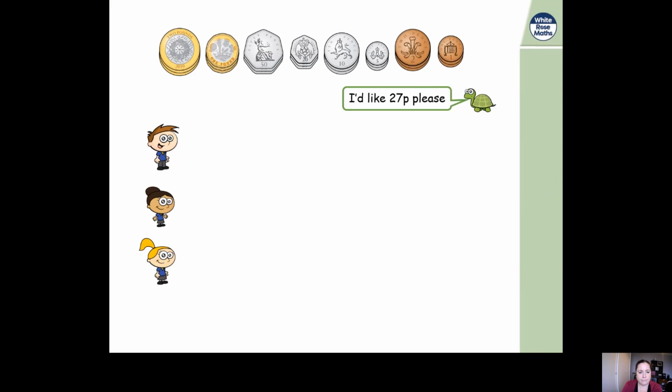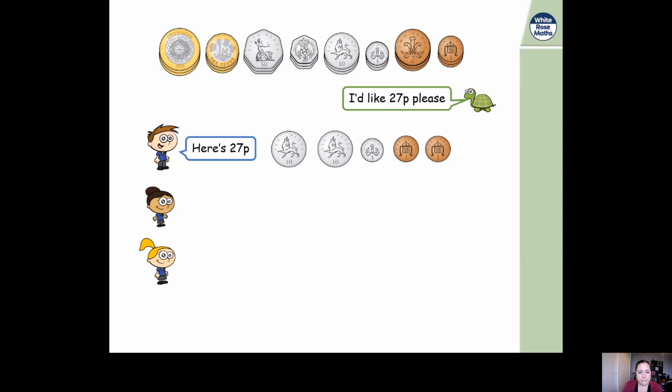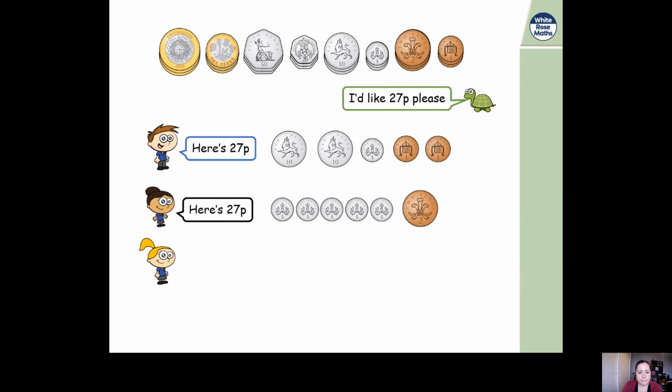Tiny says, I'd like 27 pence, please. Lovely manners, Tiny. Teddy says, here's 27 pence. Oh, 2 10s, that's 20, plus 5 is 25, and 2 1s would be 26 and 27. 27 pence, great work. Oh, Dora, she's saying here's 27 pence as well. 2 5s is 10, and another 10 makes 20, and another 5 is 25, and then a 2 is 27. Brilliant. Eva.